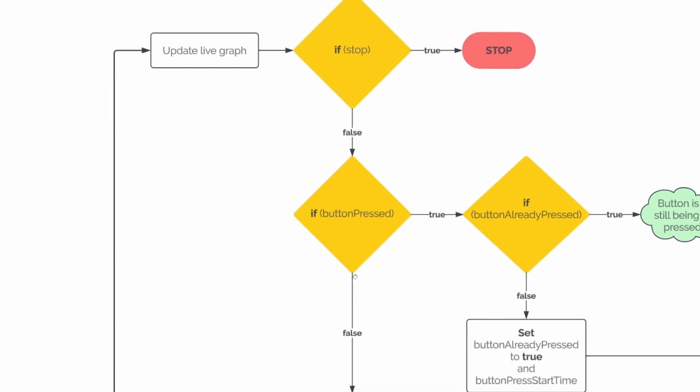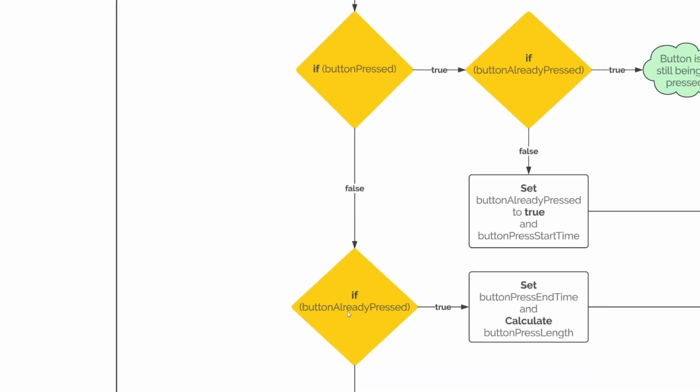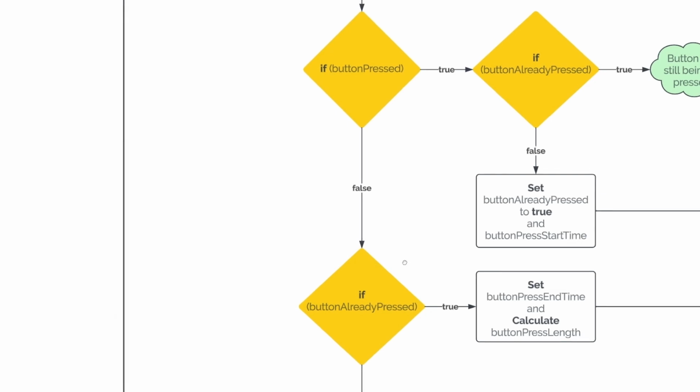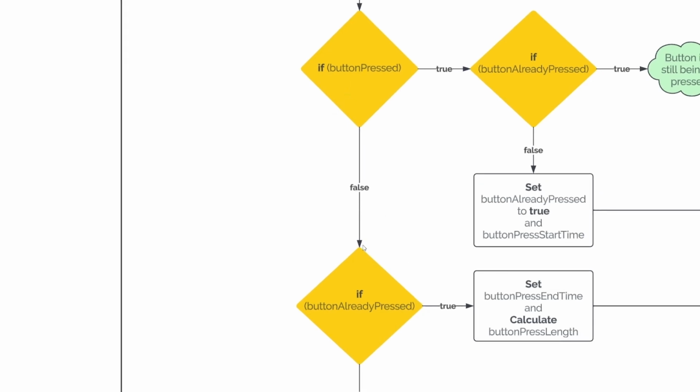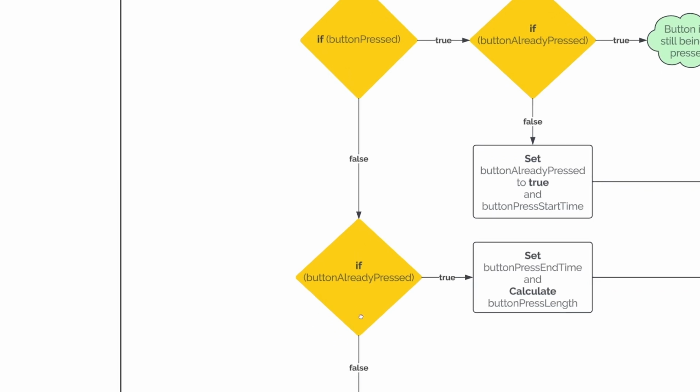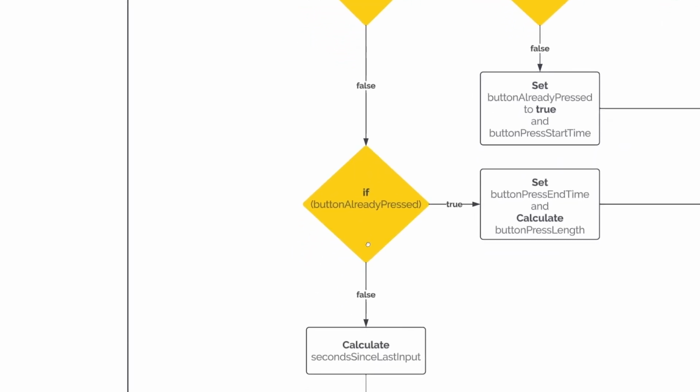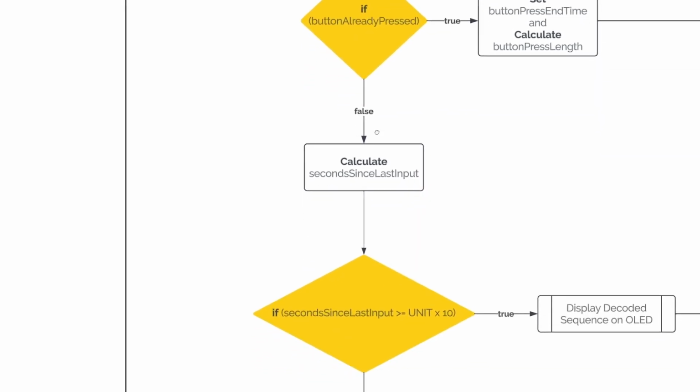If the button isn't being pressed, but the button was already being pressed, then this means the button was just let go, and we can calculate how long the button was being pressed for. If the button wasn't being pressed, and it wasn't already being pressed before that, that means the user has let go of the button for a while now, so we can calculate how many seconds have passed since the last input. If the seconds since the last input was over 10 units of time, we assume the message is finished. So we display the decoded sequence on the OLED display, and we stop the loop.